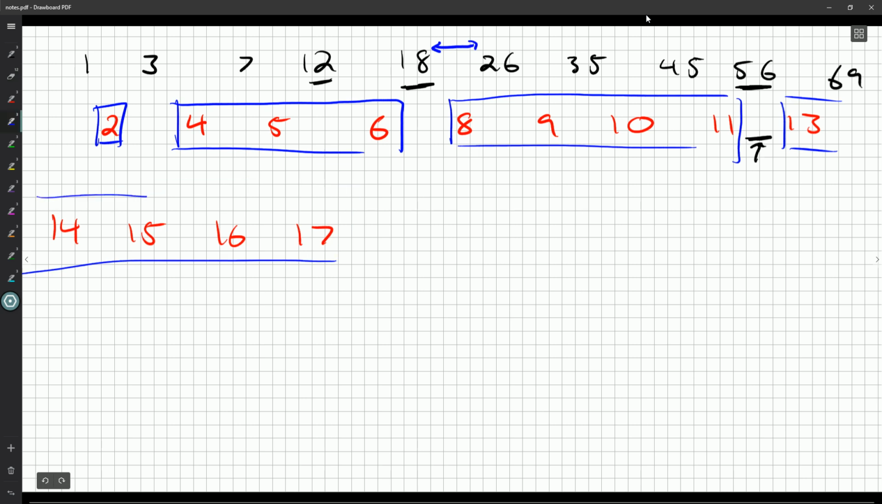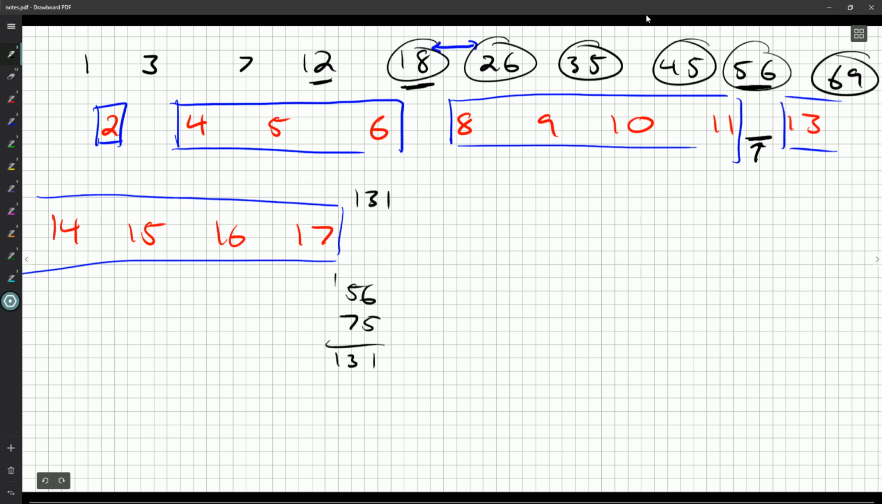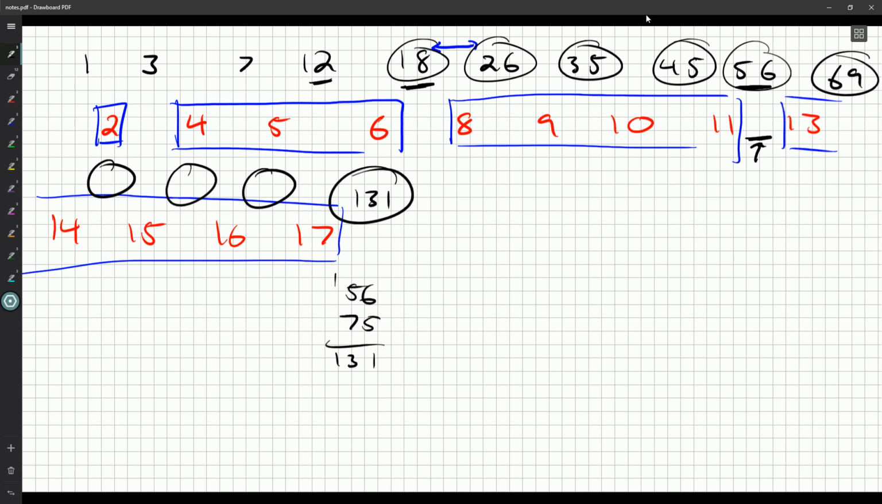Now to add up the numbers from 13 through 17, well, 13 and 17 are 30, 14 and 16 are 30, and 15 is just 15. It's half of 30. So we would add 75. So 56 and 75 should get to 131, and that'll be the 4th, 5th, 6th, 7th, 8th, 9th, 10th, 11th, 12th, 13th, 14th term is 131.